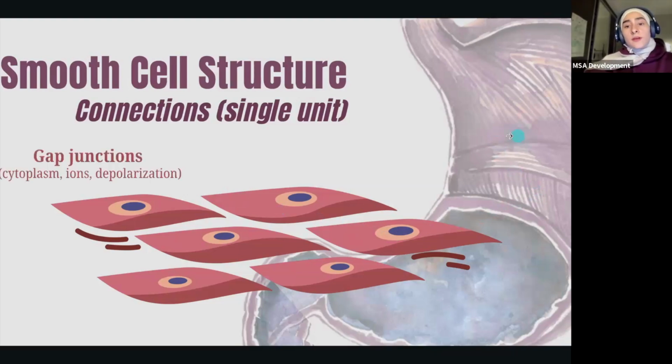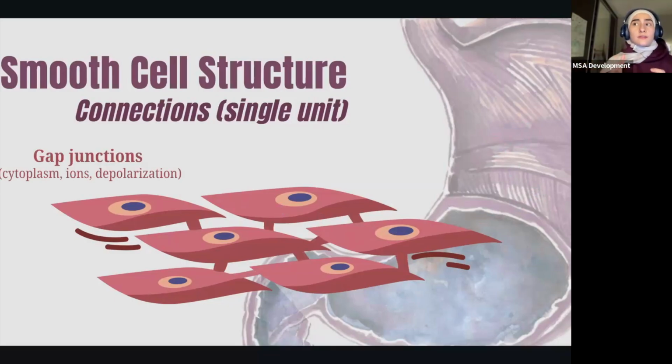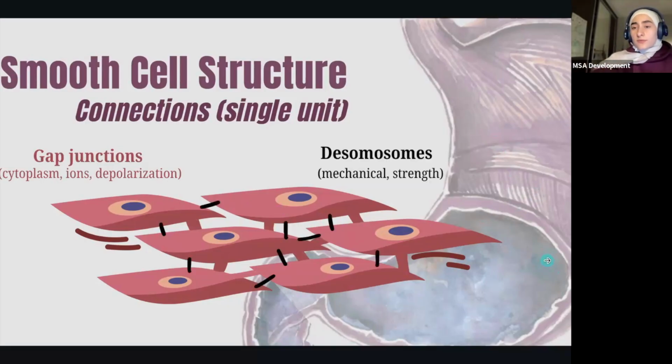We have gap junctions between each cell, and this allows, much like in our cardiac cells, ions and depolarizations to go from one cell to another. We also have desmosomes. These are a mechanical connection just to maintain the strength, the strong bond between each cell and the other, so that they don't break apart.